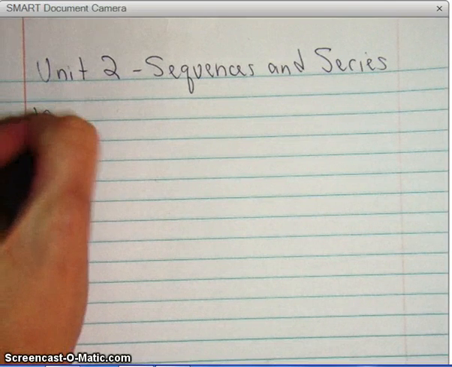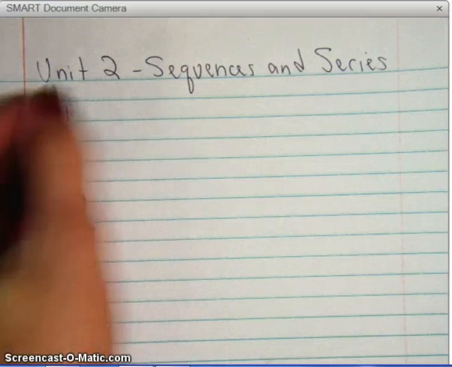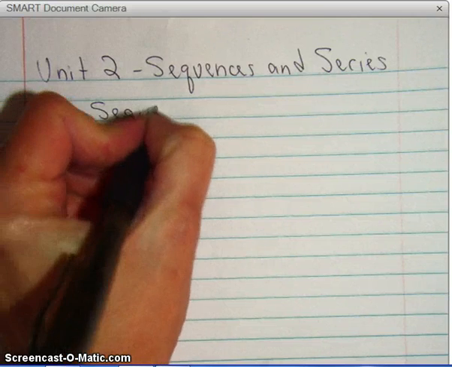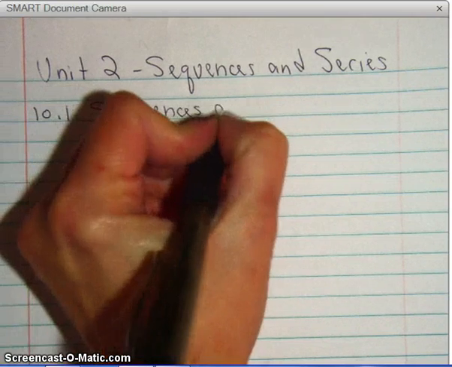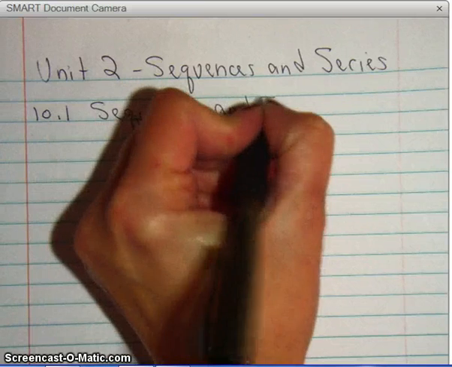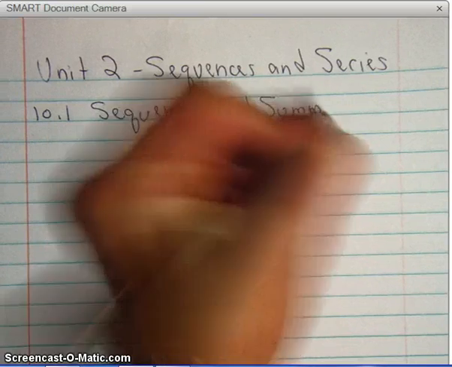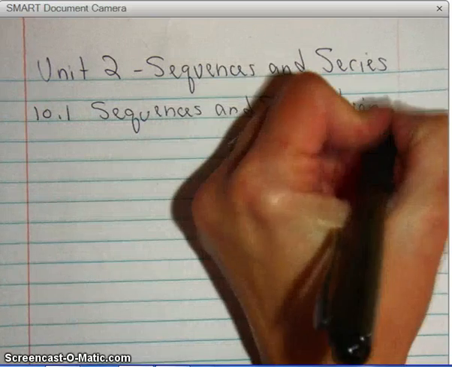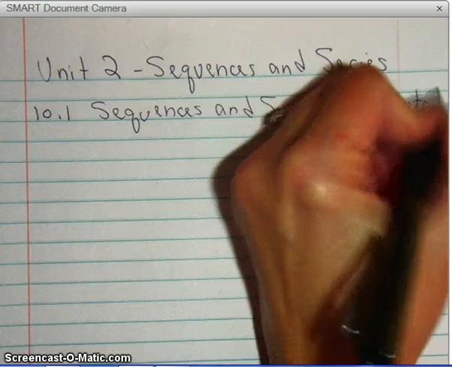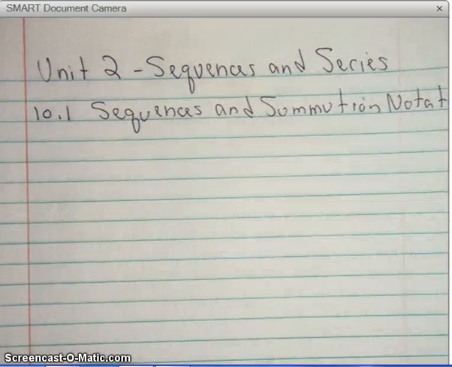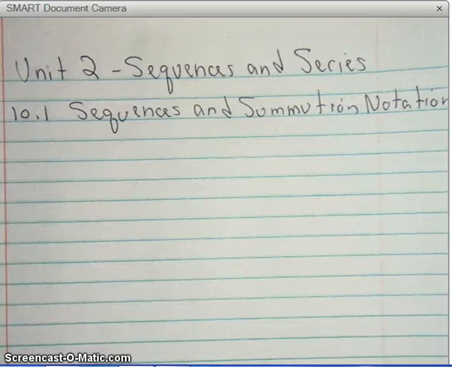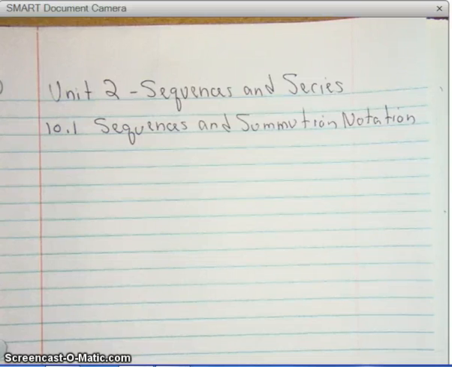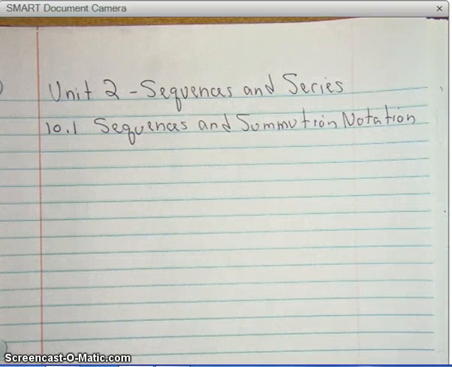From the book I'm referring to, this is section 10.1. It's on sequences and summation notation. Doesn't that have a nice little ring to it? Summation notation. This is a long section, so we're only going to do part of it today, okay? So we'll only talk about the sequences part, okay?